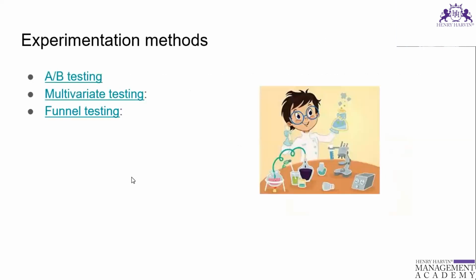Now there is something called experimentation methods. We need to do some kind of experimentation. There are three kinds of experimentation methods. One is called A/B testing, one is called multivariate testing, and one is called funnel testing. So what do you mean by A/B testing?